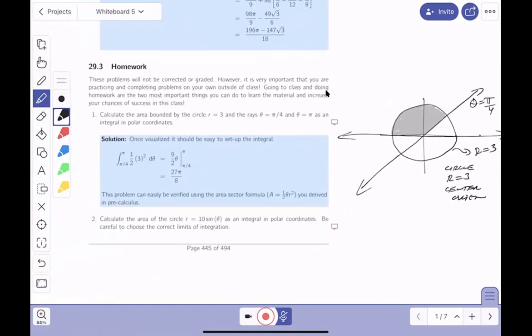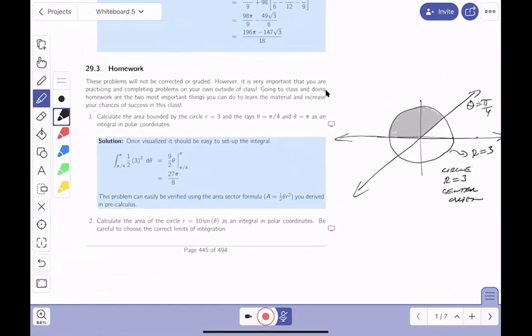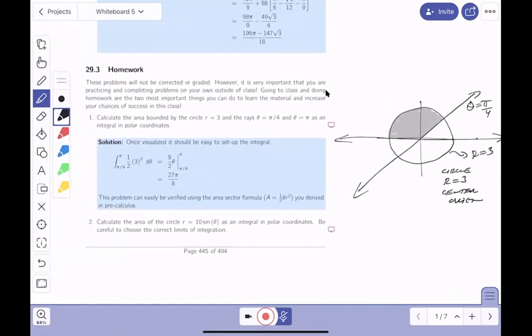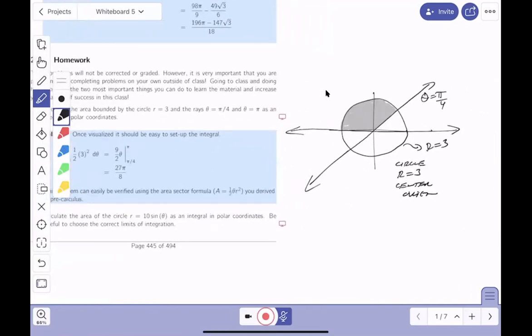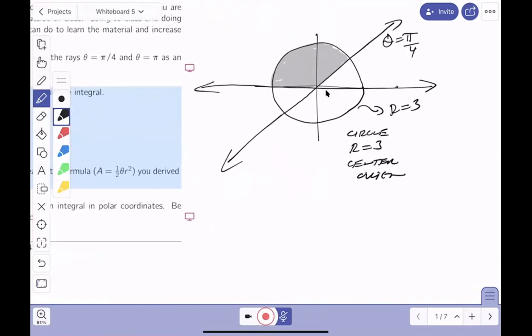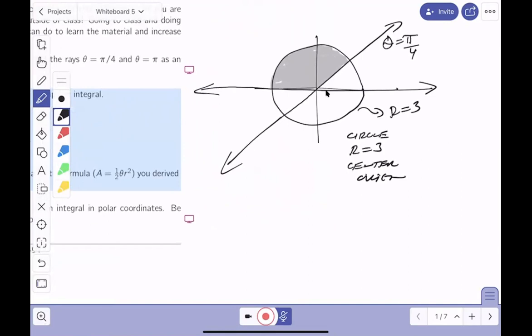Let me take a look. It says calculate the area bounded by the circle r equals 3 and the rays pi over 4 and pi as an integral in polar coordinates. So before I do that, I want to claim that I probably could do this without doing any calculus. The area of the entire circle is pi r squared. What's r? r is 3, so when I square it, it's 9.